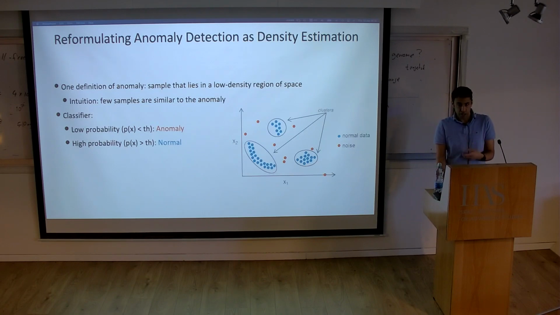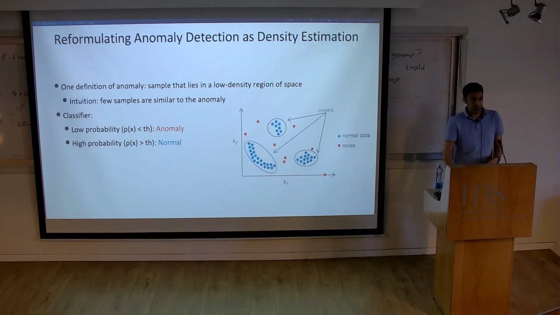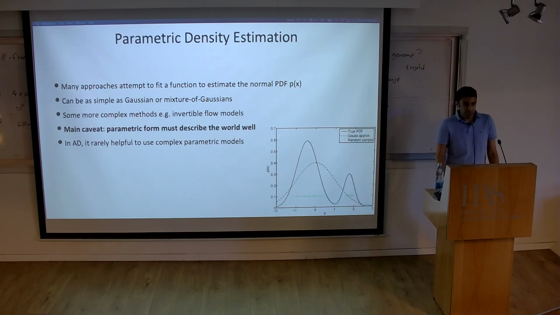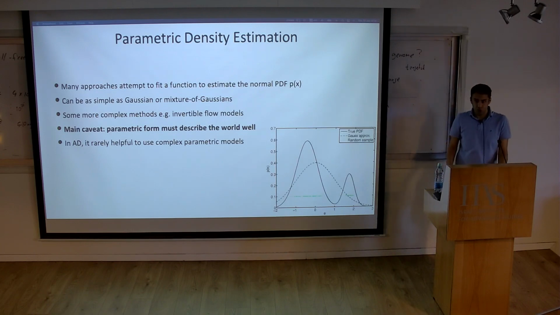Now, there are many issues with this definition of anomalies, but this is the most common way of trying to mathematically perform anomaly detection. And we'll get to some issues with that in the next couple of slides. Okay, but first of all, let's do a brief recap of how we perform density estimation. So there are different approaches for density estimation.